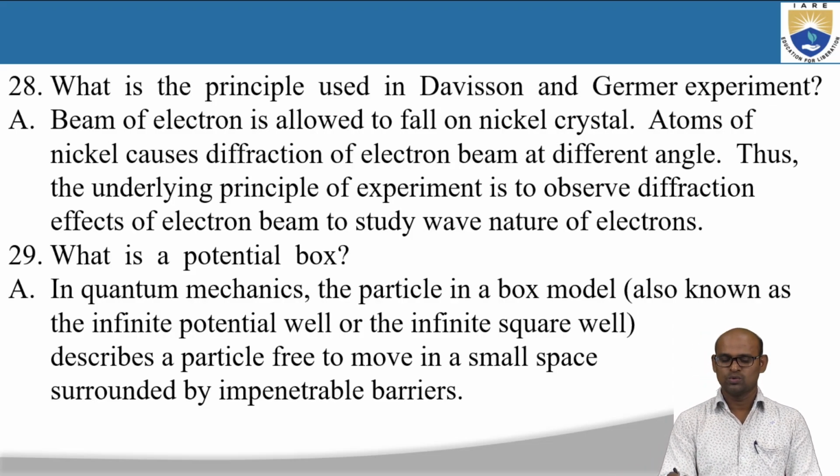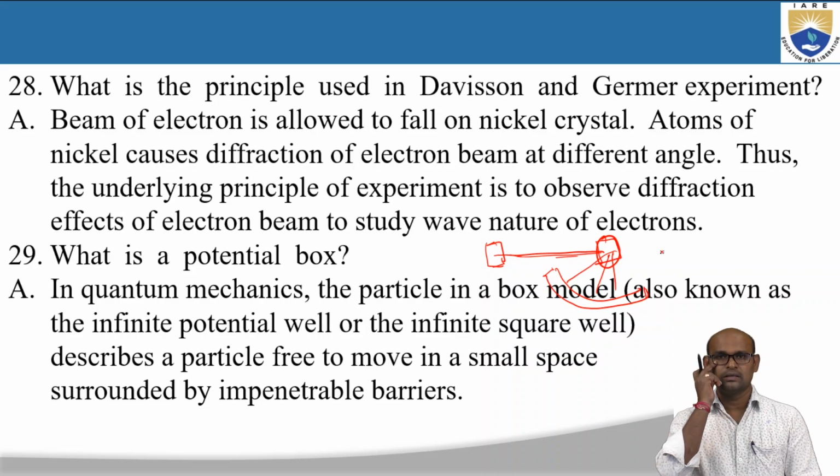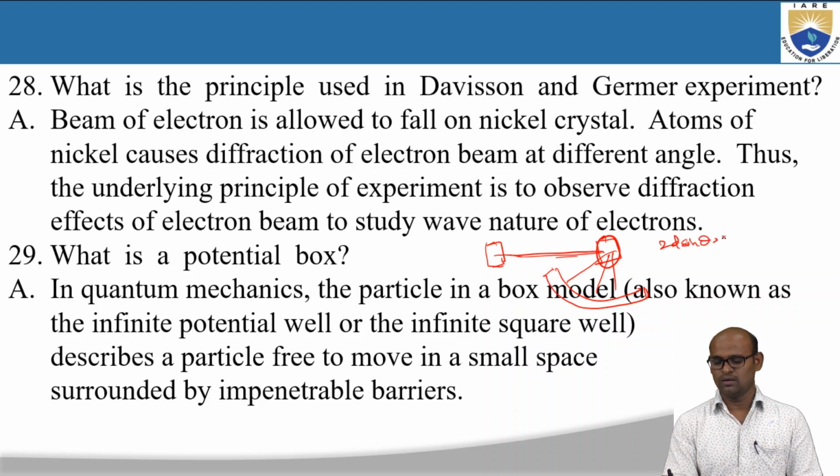So basically, in Davisson and Germer experiment, you have an electron gun that shoots electrons onto this nickel crystal, and these electrons are scattered in different angles. You have a rotating scale where you look at the scattering angle, and we will calculate the de Broglie wavelength using Bragg's equation as well as de Broglie's equation.